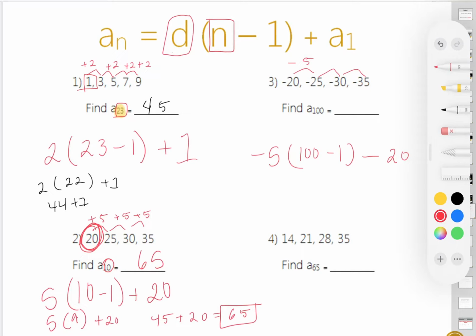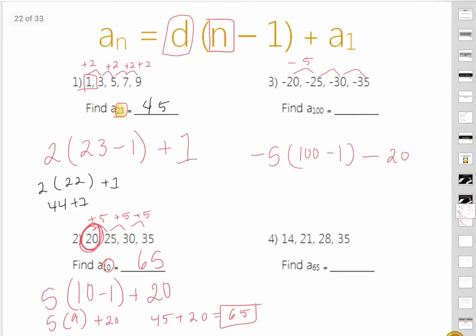Okay, simplify. You can use a calculator if you need to. And tell me what the 100th term in this sequence is. Then when you're ready, give me the same thing for number 4. Nice and easy.